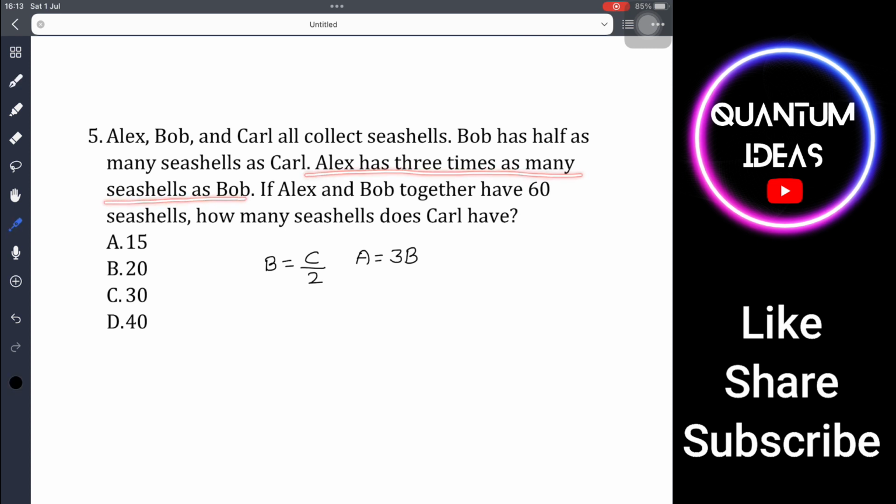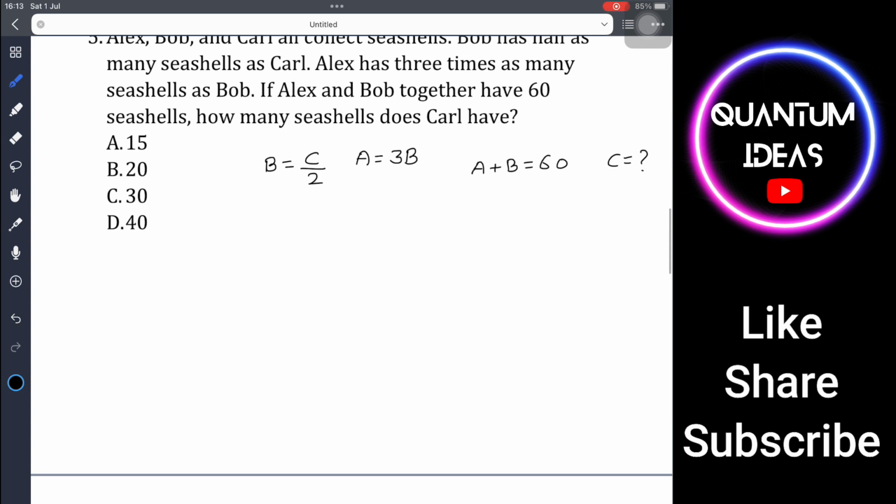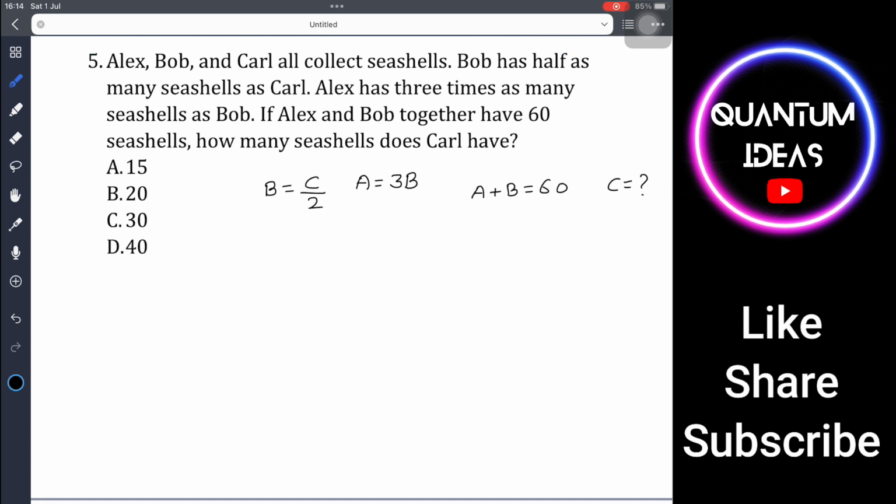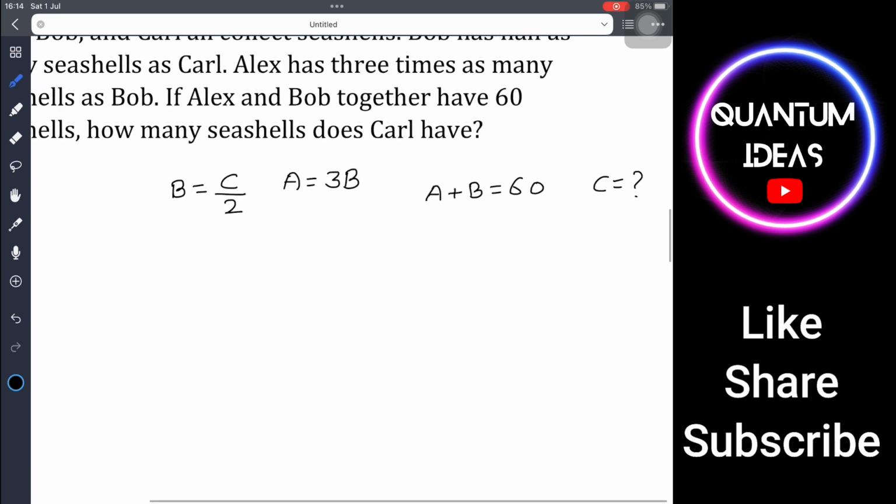If Alex and Bob together have 60 seashells, then how many seashells does Carl have? So it is basically asking how many seashells Carl has. So we have to solve this equation and find C. What we can do is first find only one variable. Let's say how many Bob has, and if you plug that in, I get Carl.